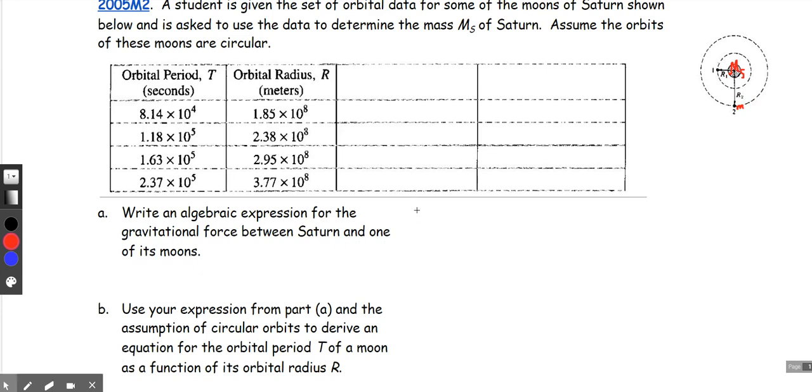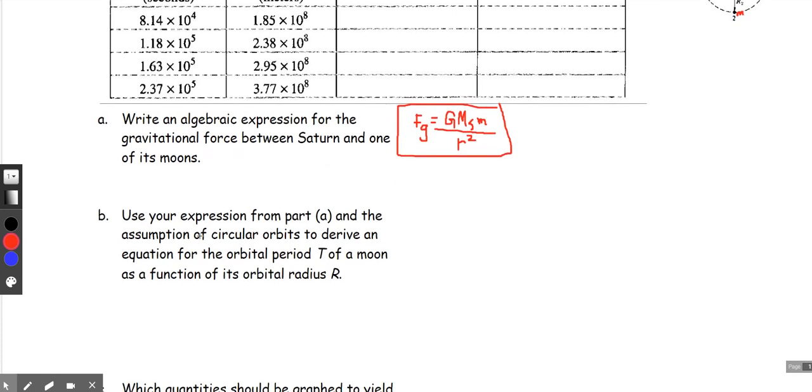So that's pretty straightforward. A lot of times they give us a leading question, and I don't think this one's super tough at all. So the force of gravity is, and you should know this by heart if you're in the class, big mass of Saturn times the little mass of one of the moons, divided by the square of the distance from their centers of mass. And that's part A. So we'll go to the next one. Use your expression from part A and the assumption of circular orbits to determine the equation for the orbital period T of a moon as a function of the orbital radius.